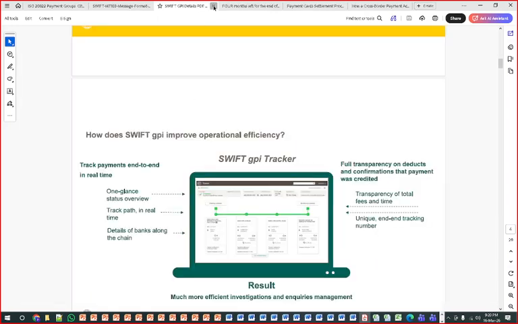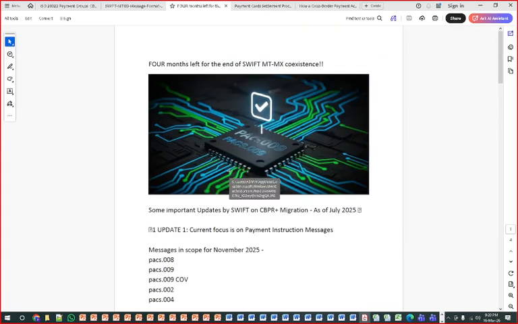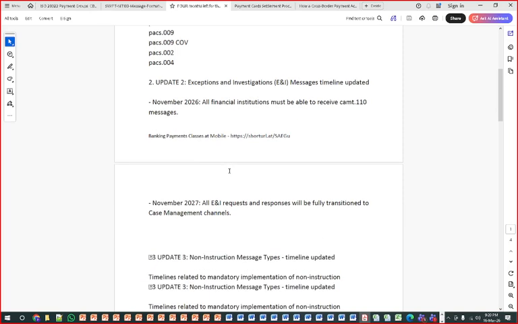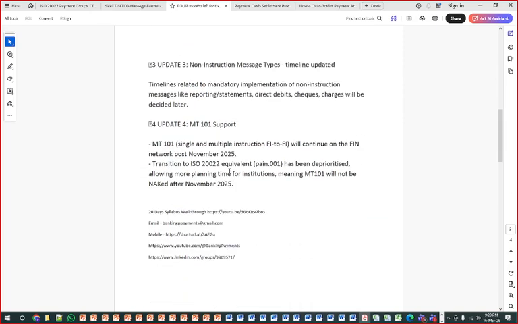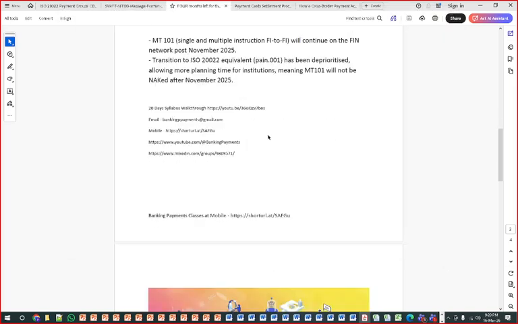Okay. Similarly, there are two more PDFs on this. We will also look at what happened in the 4-month coexistence period. Now it's already 6 months. In the coexistence period, how many things have we covered till date? So that also we are going to walk you through here.